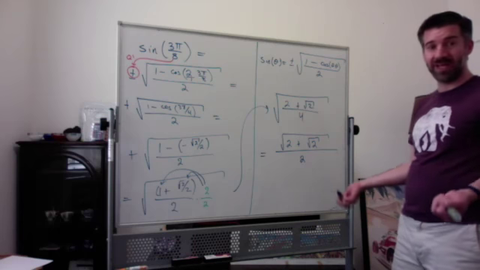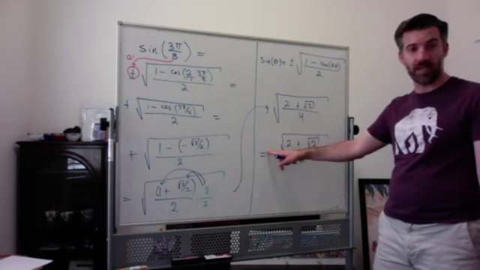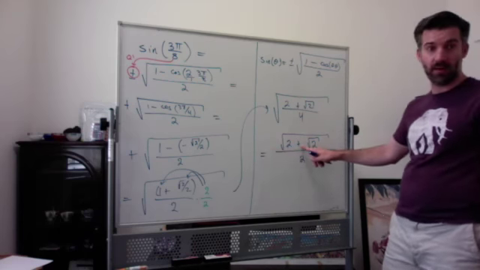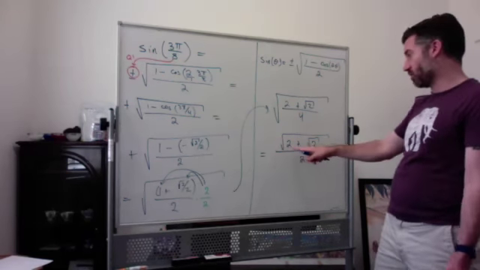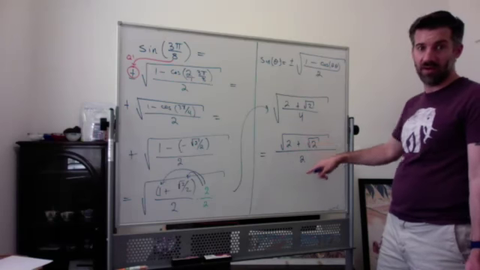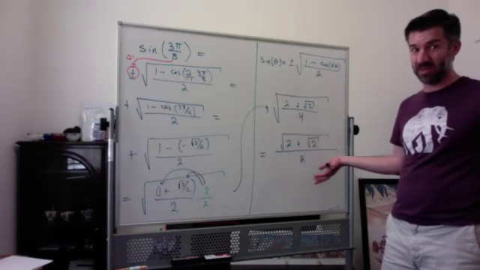They always end up looking like this, except maybe it's a minus here or a minus there. So it's always either positive or negative, and then it's root 2, positive or negative, root 2, all over 2. They always look exactly like this when it's a half-angle formula.